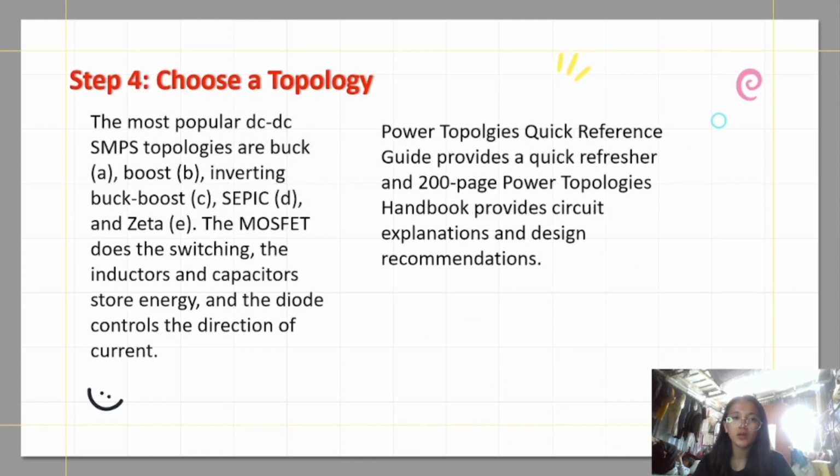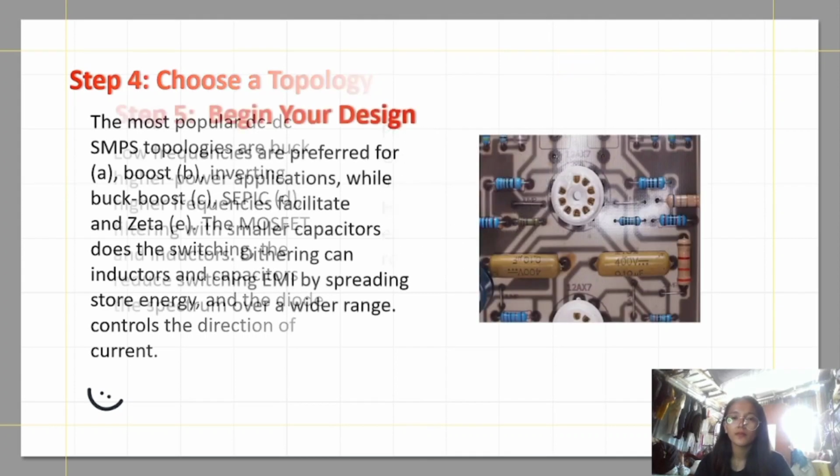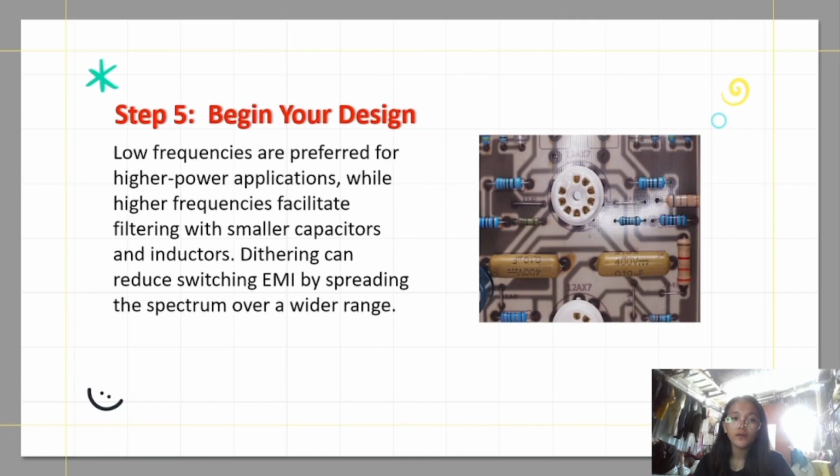Step 4. Choose a topology. The most popular DC to DC SMPS topologies are buck, boost, inverting, buck-boost, Cuk, and Zeta. The MOSFET does the switching, the inductors and capacitors store energy, and the diode controls the direction of current. Step 5. Begin your design. Low frequencies are preferred for higher power applications, while higher frequencies facilitate filtering with smaller capacitors and inductors. Dithering can reduce switching EMI by spreading the spectrum over a wider range.